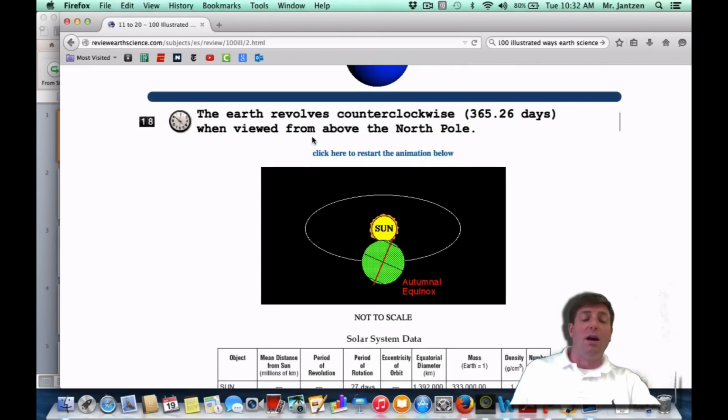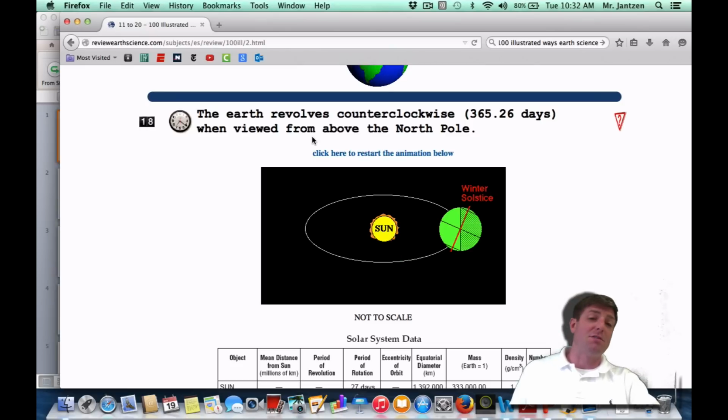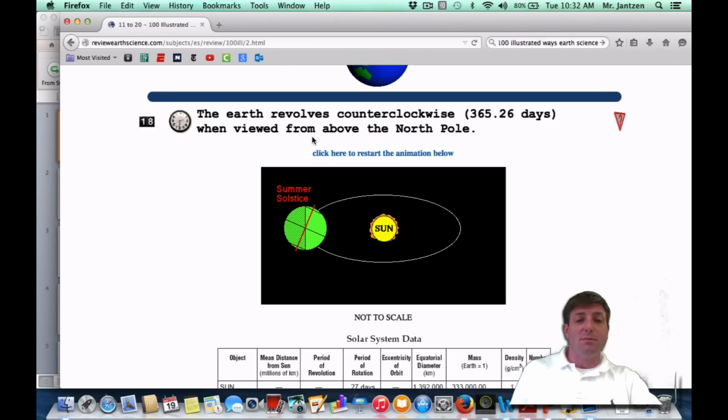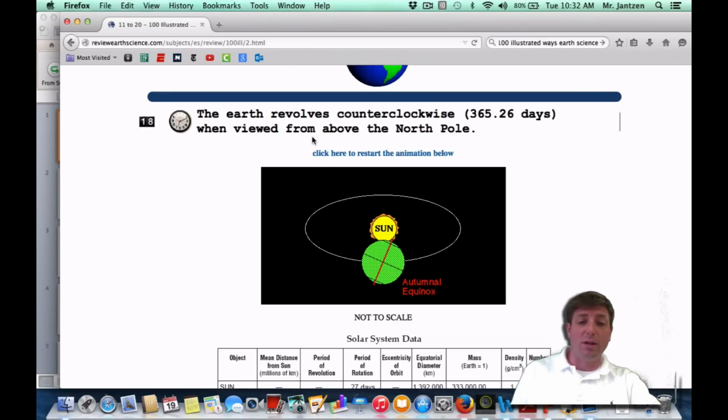Okay, number 18. Earth revolves counterclockwise when viewed above the North Pole. So once again, most things in earth science, believe it or not, are counterclockwise. High pressure systems are not. They actually rotate clockwise, but pretty much everything else goes counterclockwise, if that helps. So once again, it takes 365 and a quarter days to go around the sun one time. Okay, 1 year is 1 revolution.